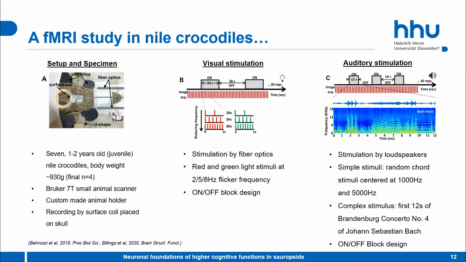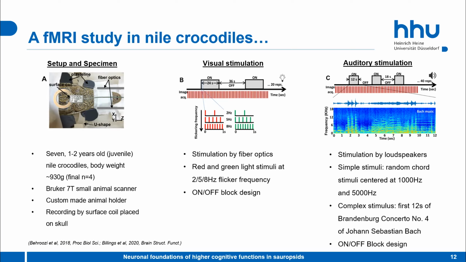Then we also did an auditory stimulation. There we used two classes of stimuli. Simple stimuli, which were random chord stimuli centered around 1000 and 5000 hertz. And we also used a complex stimulus, which was the first 12 seconds of the Brandenburg Concerto No. 4 of Johann Sebastian Bach.